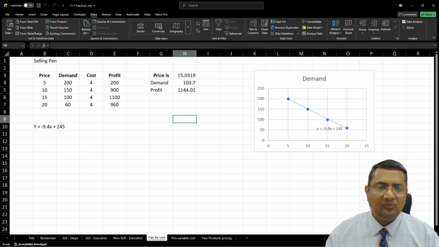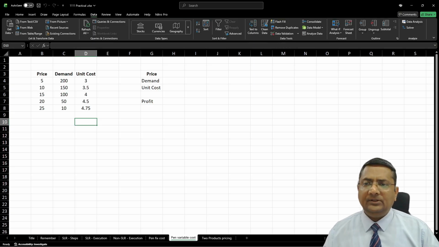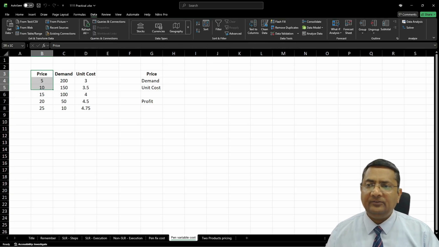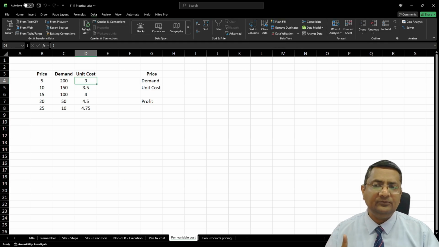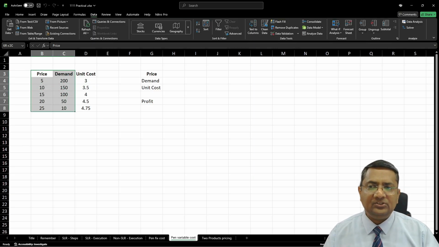Okay, now moving to the next level of the example. So the next example, here we have the price, here we have the demand, and here it is the unit cost. Now see, the unit cost is not fixed. In the earlier example, the unit cost was 4 everywhere. Now here unit cost is changing with the change in demand. Now how to do this? The first thing first, we will find out the relationship between the price and demand. How we will do this?